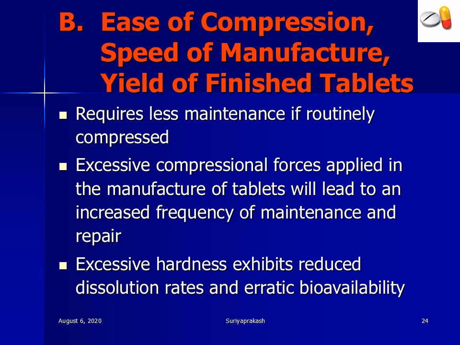So that the tablet hardness will be uniform. So excessive compressional forces or excessive hardness will lead to failure in the quality control test. So ease of compression, speed of manufacture, yield of finished product, all are interlinked with each other. All these depend upon the quality of the granules. So if the quality of the granules is correct, then you will get the perfectly compressed tablets.